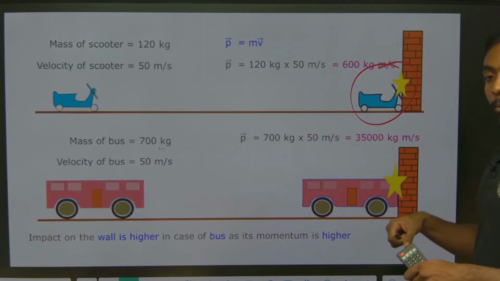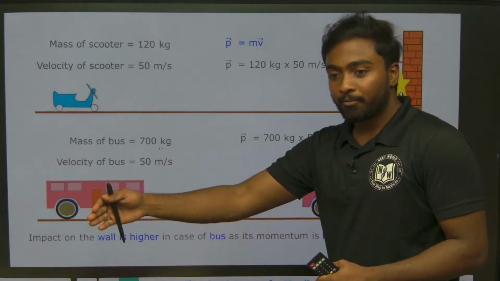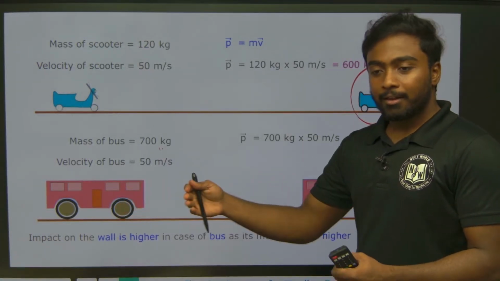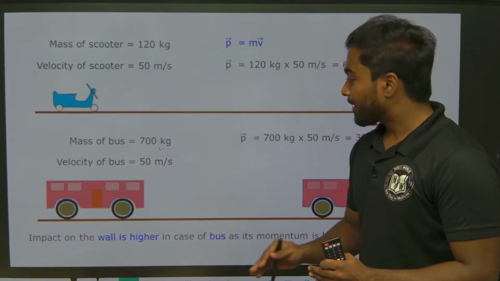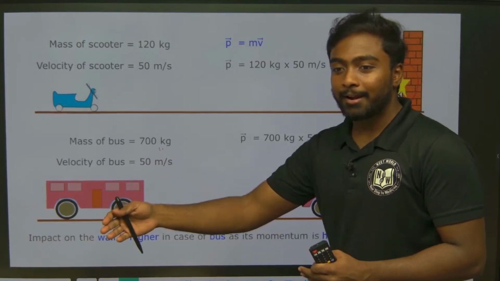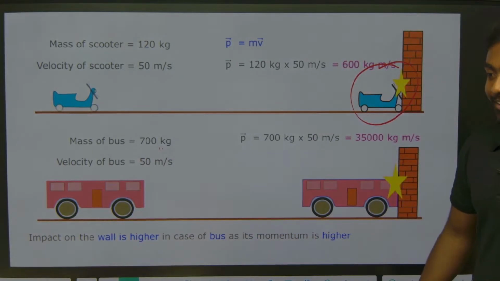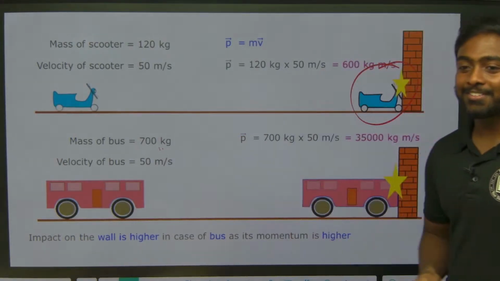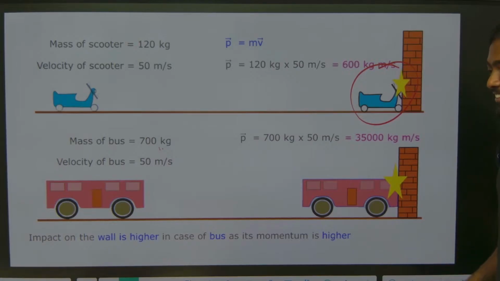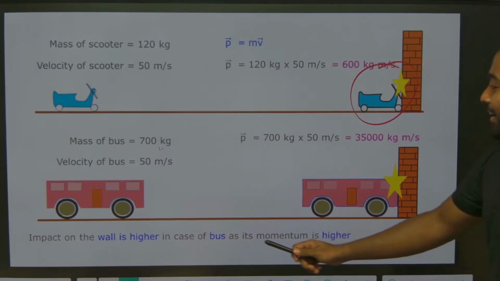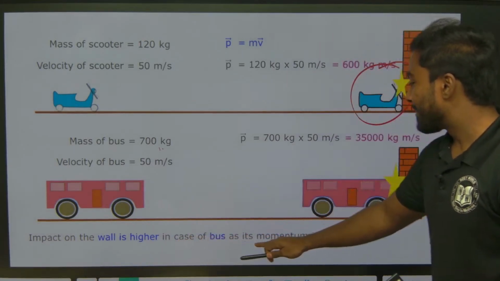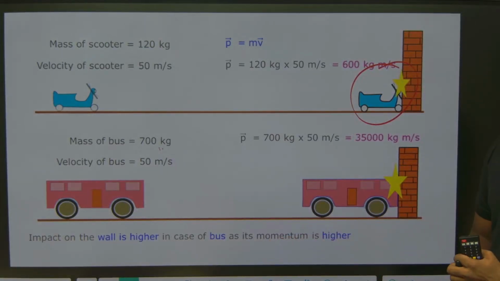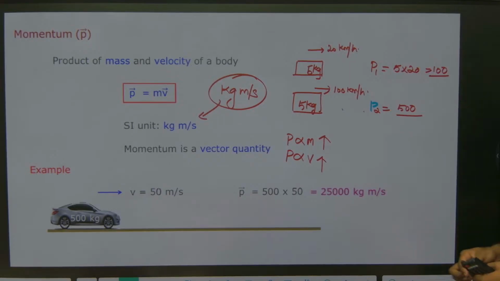If I go with a scooter and hit a man, he will get some scratches. But if we go with a bus and hit a man, what will happen? He will die on the spot, no? That's it, so wherever we go, we should go slowly. That's the thing we can learn here. The impact on the wall is higher in case of the bus and its momentum is higher, right? You can take a note of this momentum.